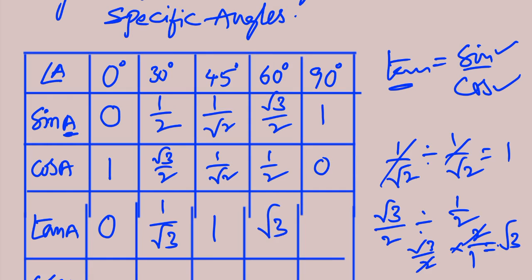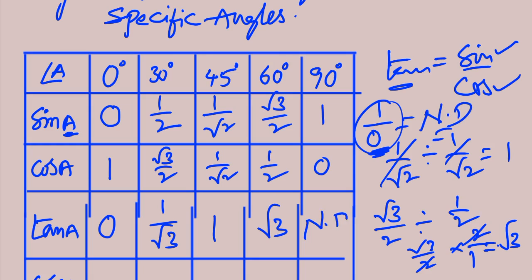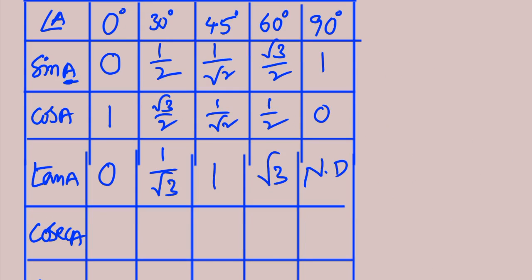So write root 3 here, and for sin 90 over cos 90, that is 1 by 0. In the denominator 0 is there, which means we cannot define it, it is not defined. 1 by 0 value is not defined, so tan 90 is not defined. So finally tan values also we got.